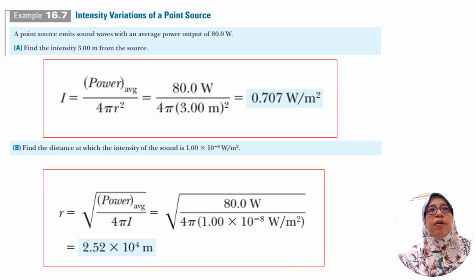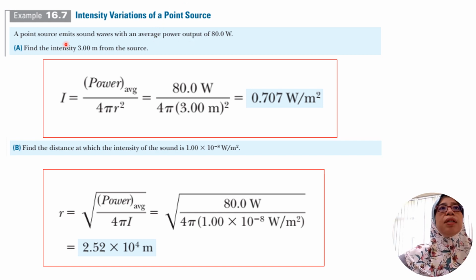Okay, let's now have a look at this example 16.7. So from this example, it's given that there is 1 point source, satu source point, and then it emitted sounds that average power output dia adalah 80 watts, and then dia kata get the intensity level if the distance is 3 meter from the source. So look how it was measured in terms of the area. Area dia adalah 4 pi r squared. Okay, 4 pi r squared.